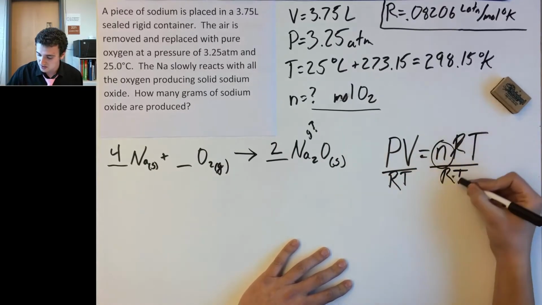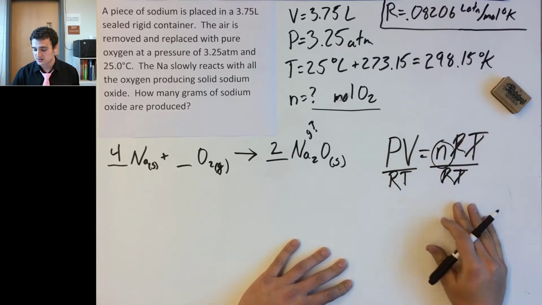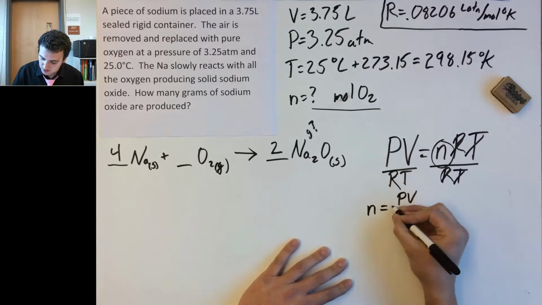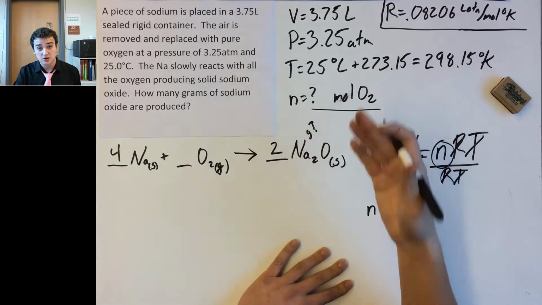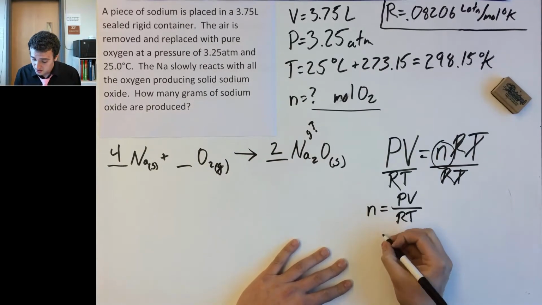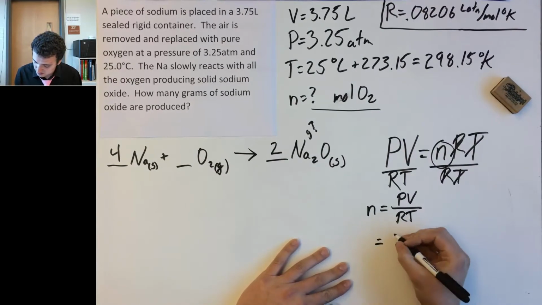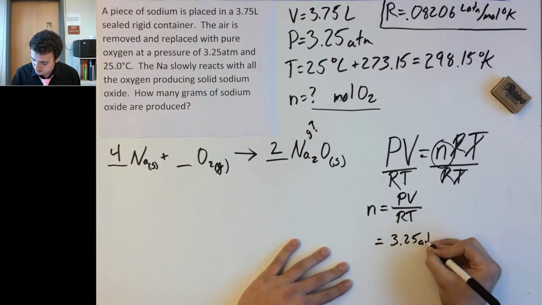And this results in R divided by R is 1, or cancels out. T divided by T is 1, cancels out, and I end up with n equals PV divided by RT. Now I have it rearranged. I'm going to plug in my numbers. So when I do that, we have pressure is 3.25 atm.